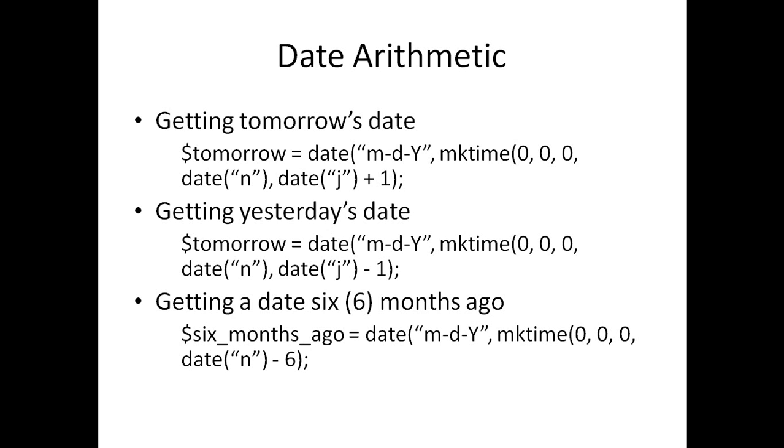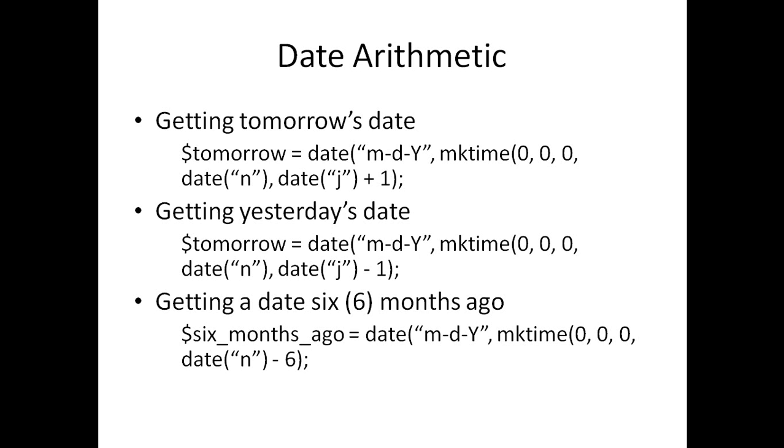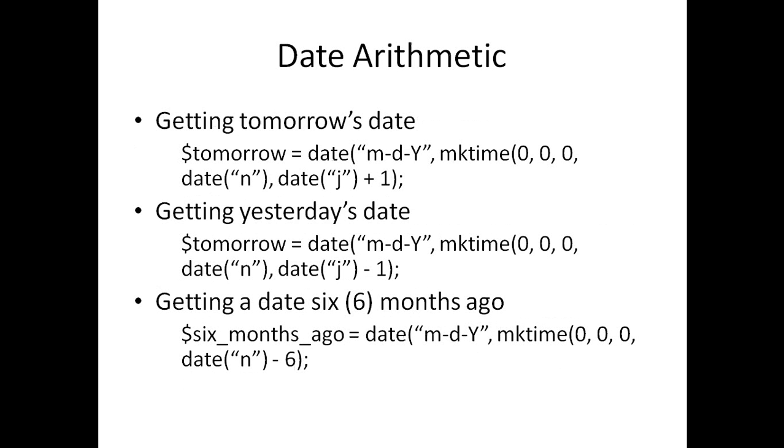If I go back to make time for a minute, I don't care about hour, minute, or second. That's 0, 0, 0. I do care about month and day. And I don't have to pass it year because make time will default to the current year. So 0, 0, 0, month, day, plus 1 will get tomorrow's date. Day minus 1 gets yesterday's date.